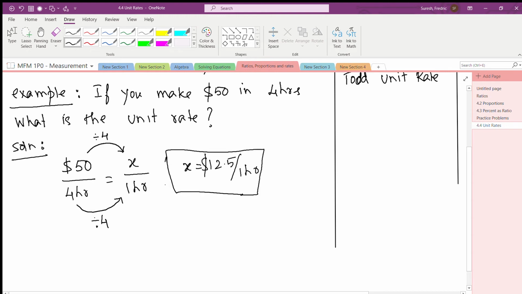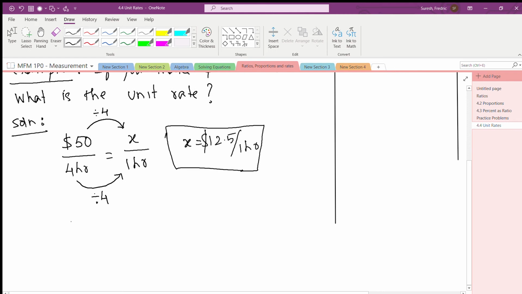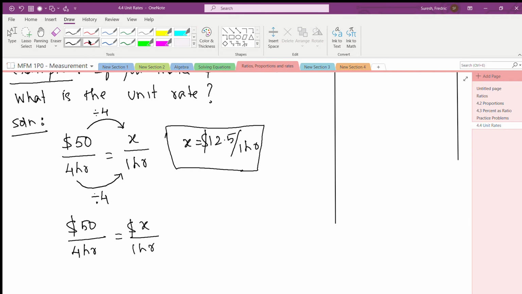Another way of solving the same problem would be as follows. So it's $50 for 4 hours, and that is x dollars over 1 hour. Now we notice here that we have to get rid of this denominator. So to get rid of the denominator, if we multiply both sides by 1 hour like that, so the 1 hour cancels out here. And interestingly here, there is just multiplication by 1. So the numbers on the right side do not really change.